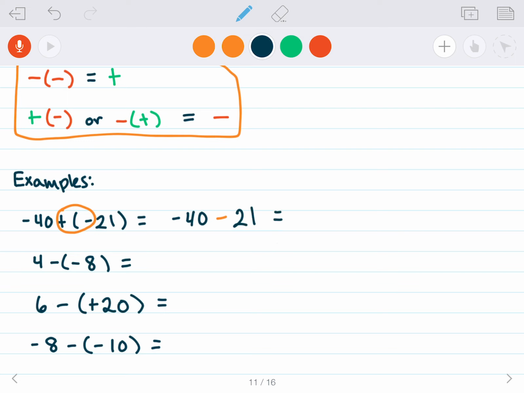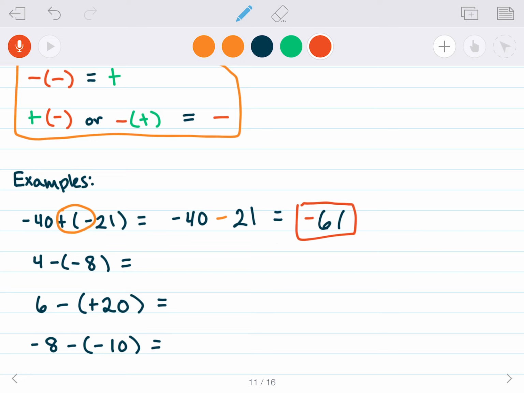And then we can apply our shortcut from here. So this shortcut, we have same signs. Both of these numbers have a negative in front of them. So we add the numbers. So 40 plus 21 is going to be 61. And then we take the sign, which is negative. So that's our answer here.